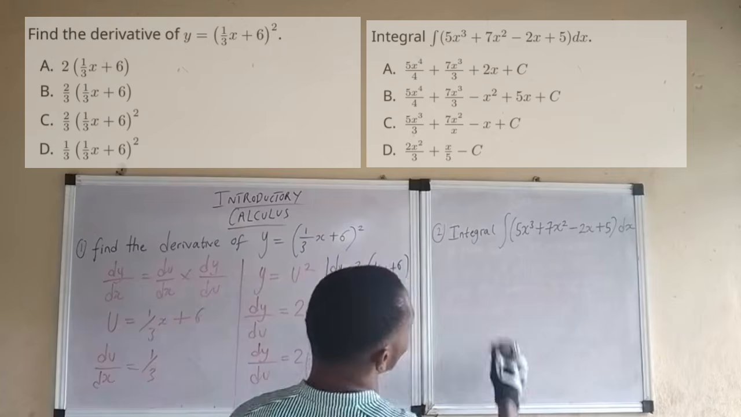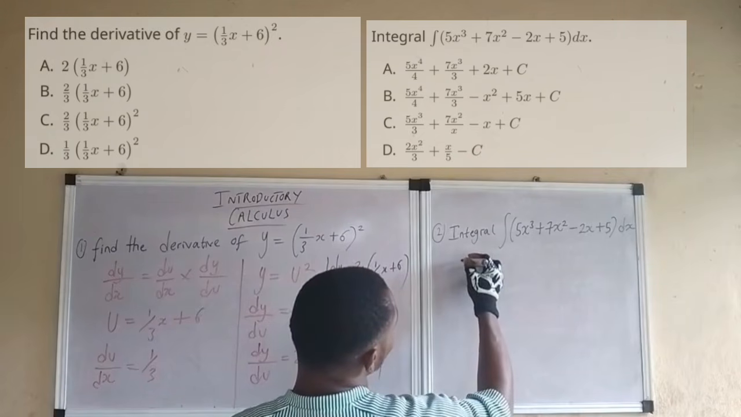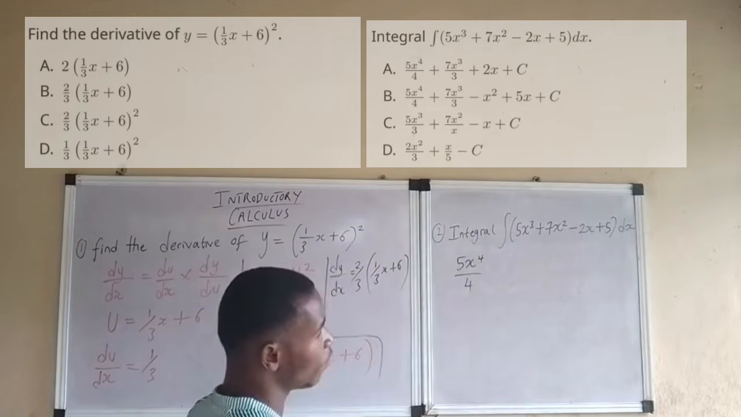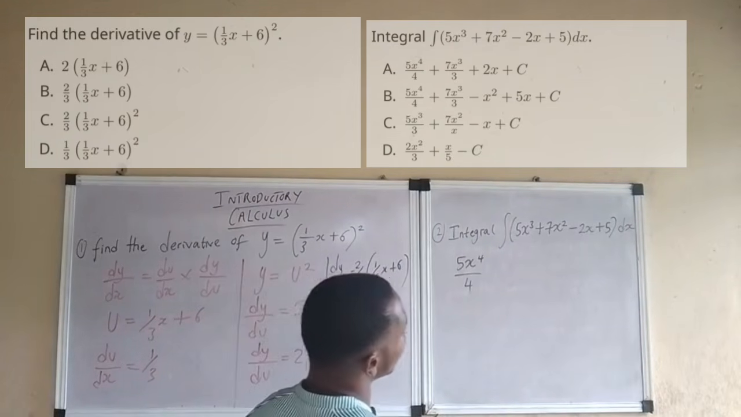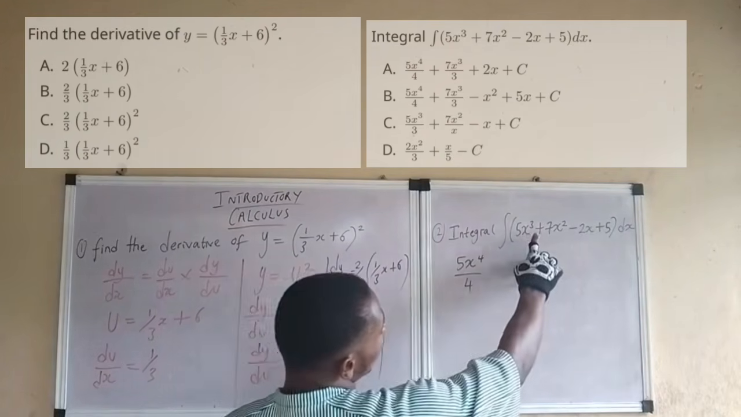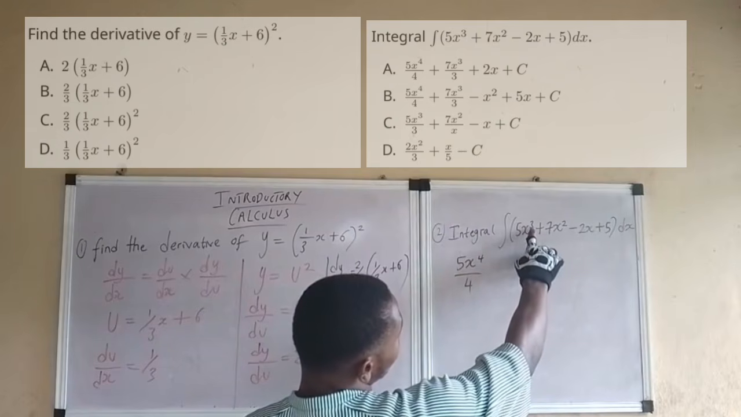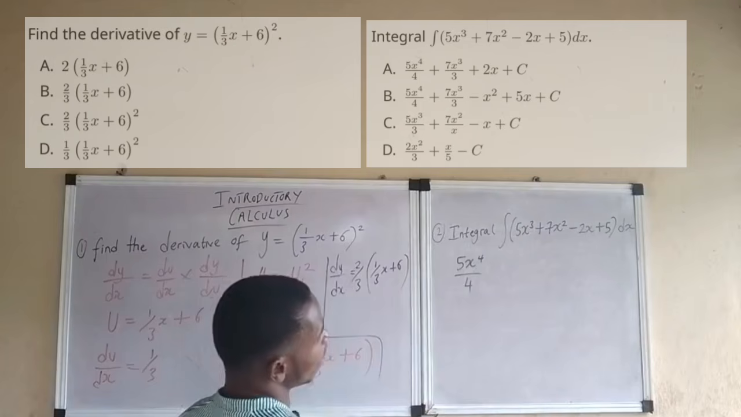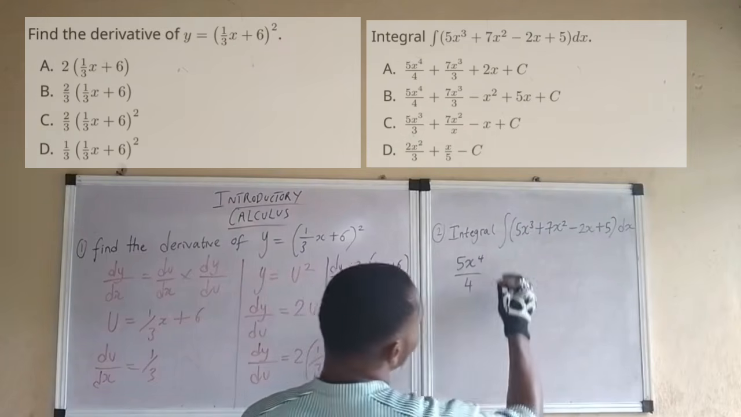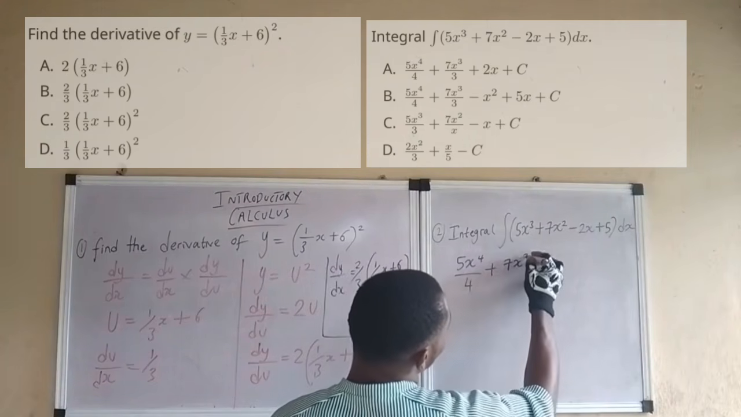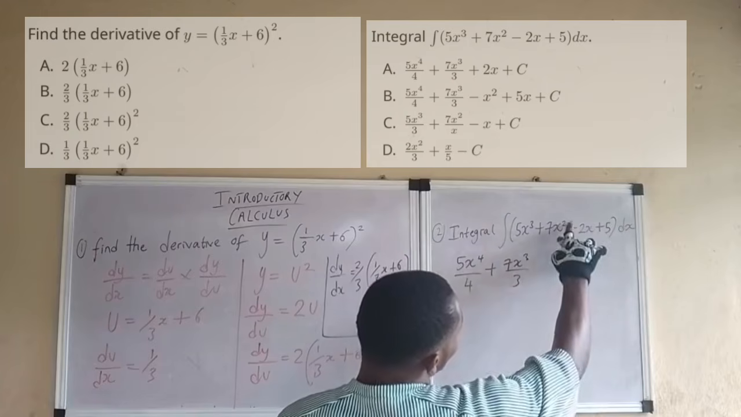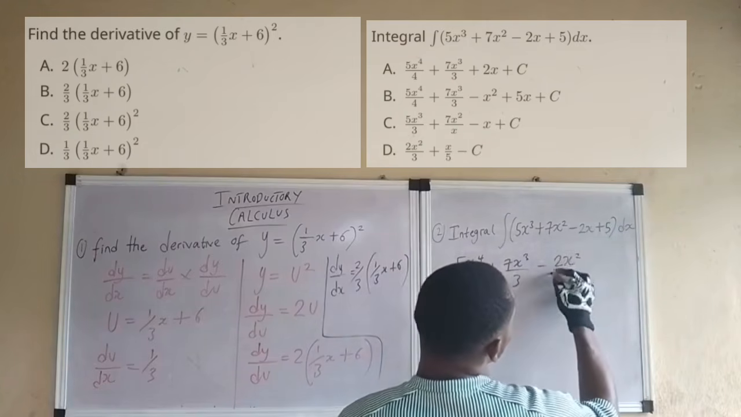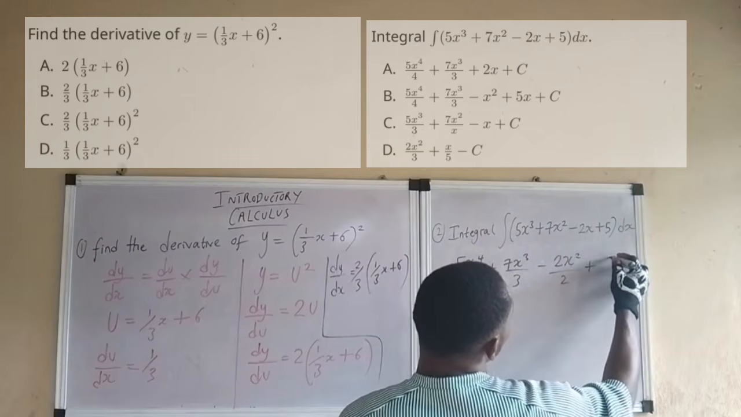All right? So the integral of 5x cubed is 5x raised to the power 4 over 4. So remember the general formula: you have to add 1 to the power, and divide by the result. Do you understand? So we're having 5x raised to the power 4 over 4, then plus 7x raised to the power 3 over 3. So add 1 to the power, divide by that result. Then minus 2x raised to the power 2 over 2 plus 5x.